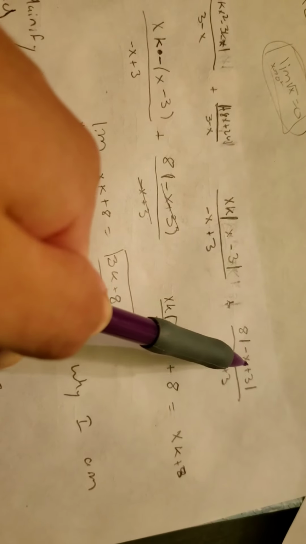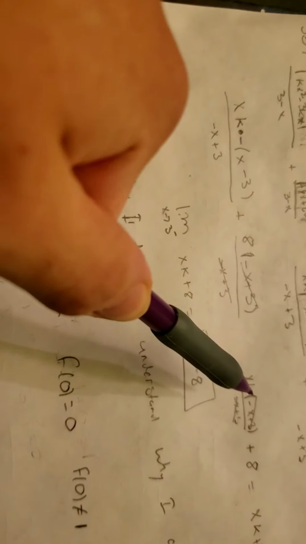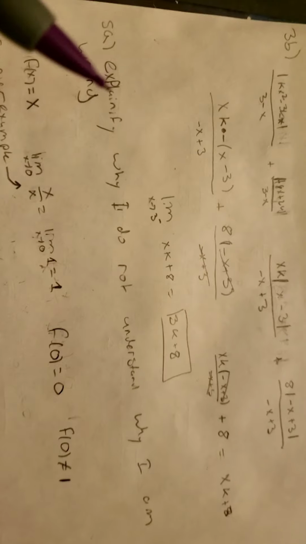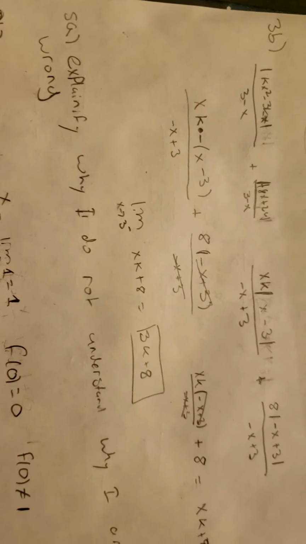And then on the right side, this would be positive, so the absolute values don't do anything. So you just get -x plus 3 with no negative on the outside. So you're left with xk. So when you add xk plus 8, you get xk plus 8. And then since x is approaching 3, you get 3x plus 8.